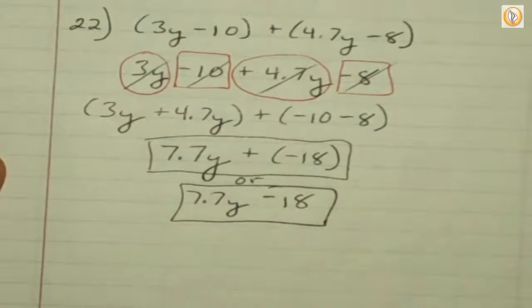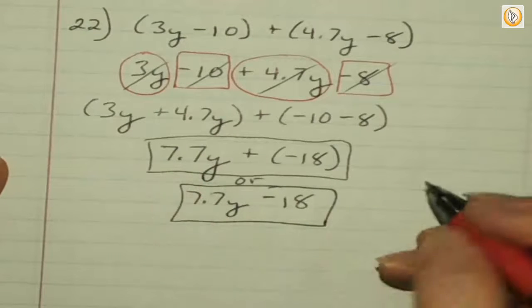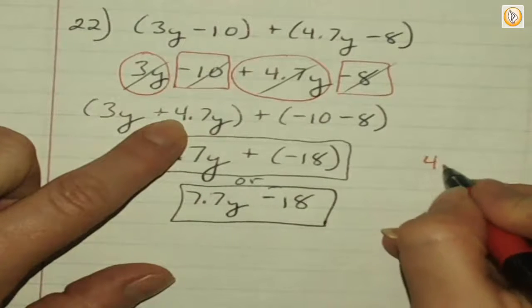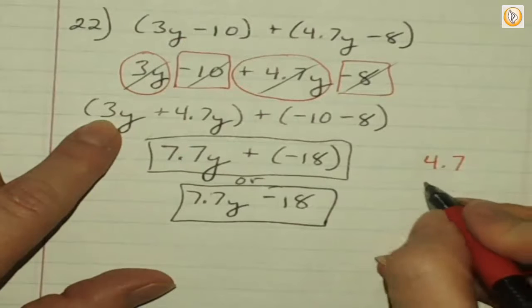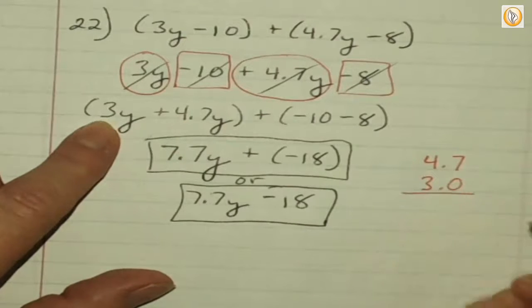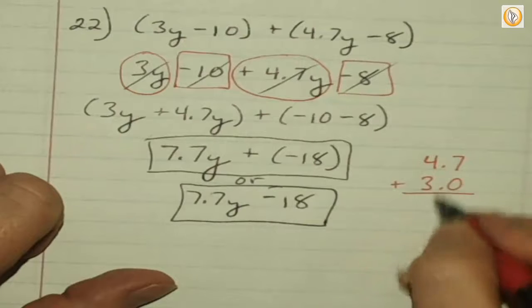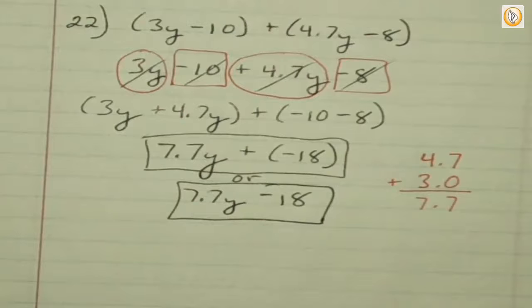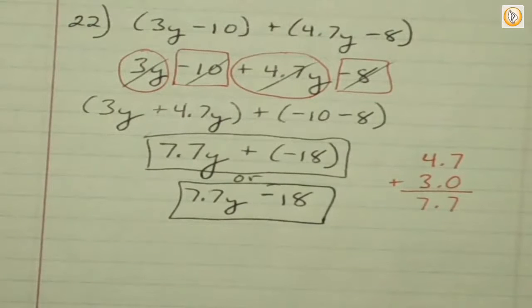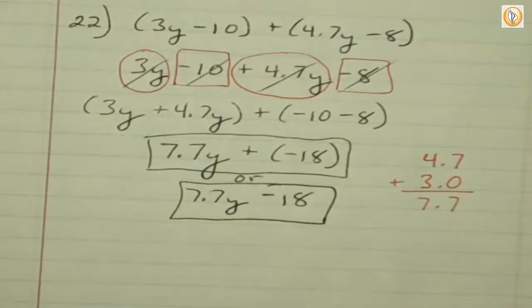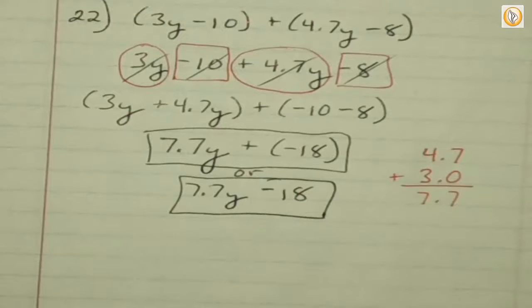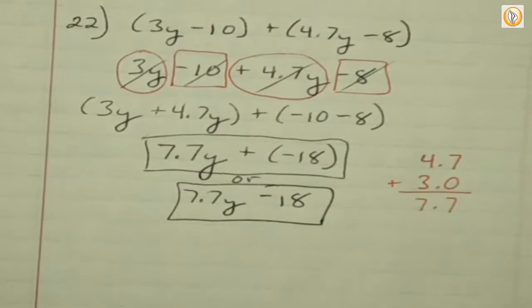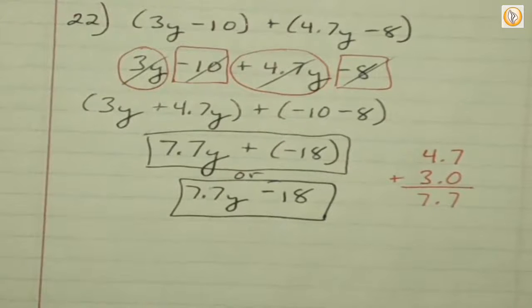Either one. If you are having trouble with decimals, keep in mind we line up decimals. This 3 doesn't have a decimal, so we have to stick one in there. In this case, we're adding, and these have to be lined up, so we have 7.7. Be careful with that. Next year, this is giving you a preview, you're going to be dealing with decimals and fractions a lot more.